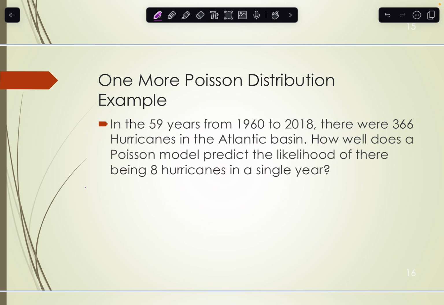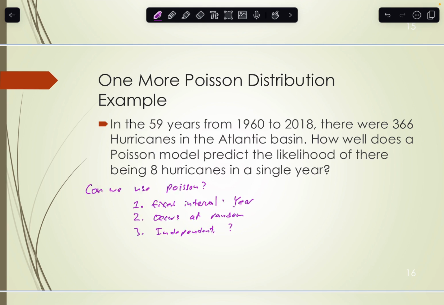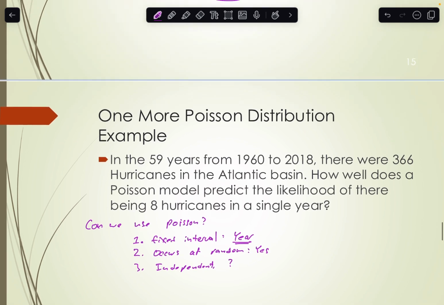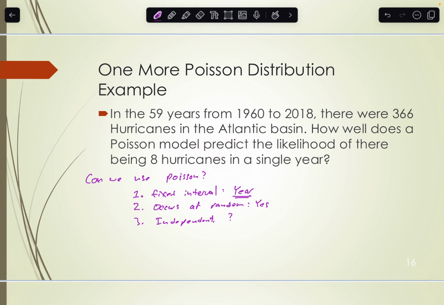So what's the likelihood of there being 8 hurricanes in a single year? Can we use the Poisson model? The fixed interval is years, 1 year, 1 year. Does it occur at random? Yes, it's sufficiently complex to say it occurs at random. Are they independent? Maybe this independence is not as strong as we would like, but they seem to happen fairly sporadically. You could have some pretty close together and some not close enough. Let's see how it models. If it doesn't model very well, maybe we can blame independence, or lack thereof.